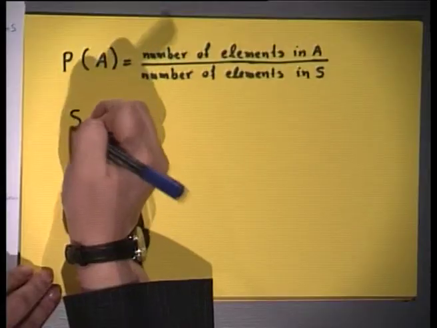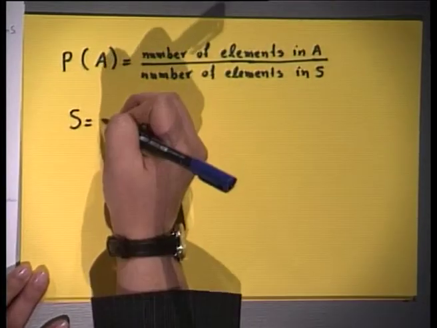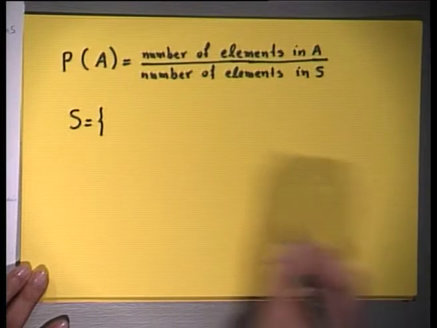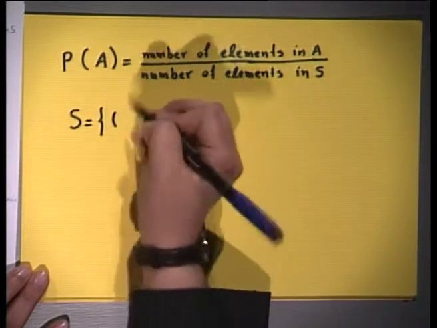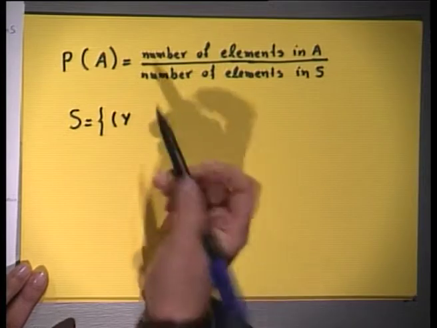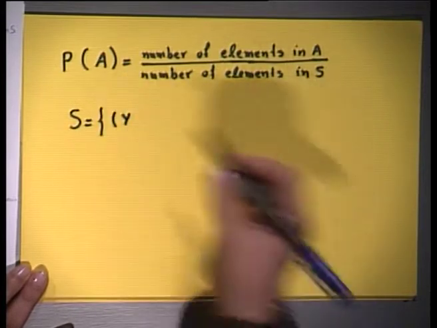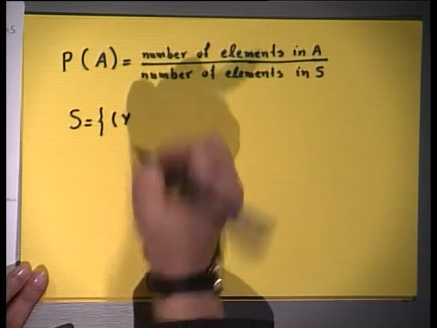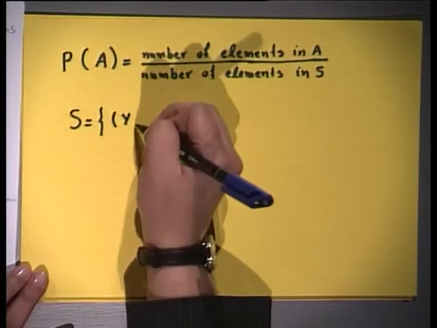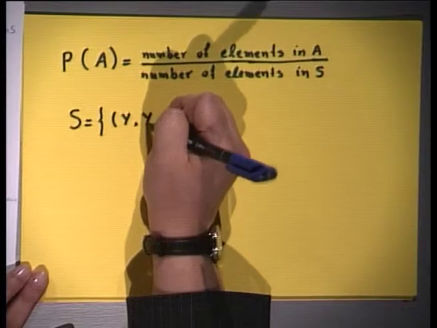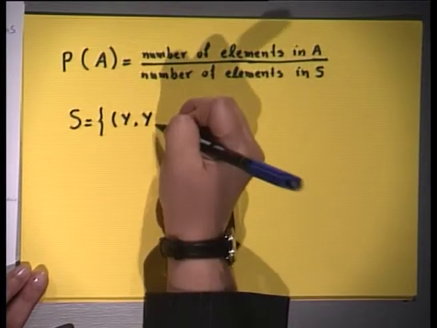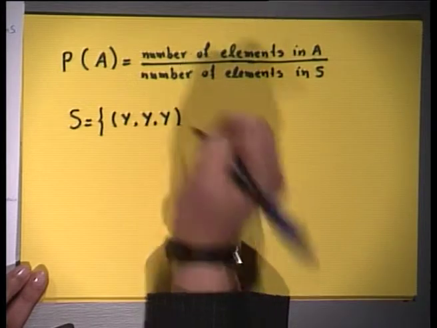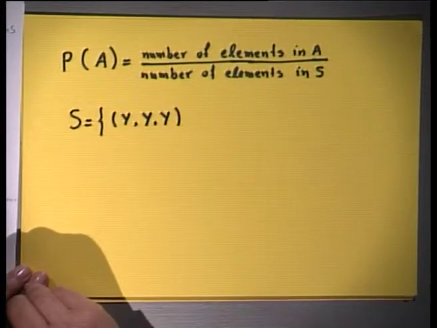For this example, let's make clear what the sample space is. So we have that S in this case will be all possible outcomes. The first component, Y, yes, if it works or not. Second component works or not. Third component. So we have many possible combinations.